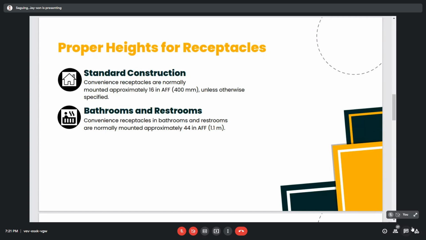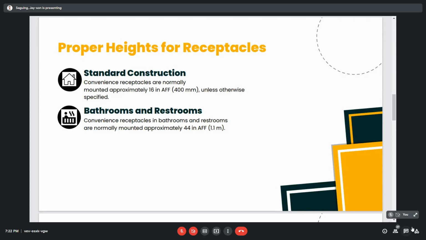For bathrooms, convenience receptacles in bathrooms and restrooms are normally mounted approximately 44 inches above the floor. They are higher for the purpose of keeping them from getting wet.